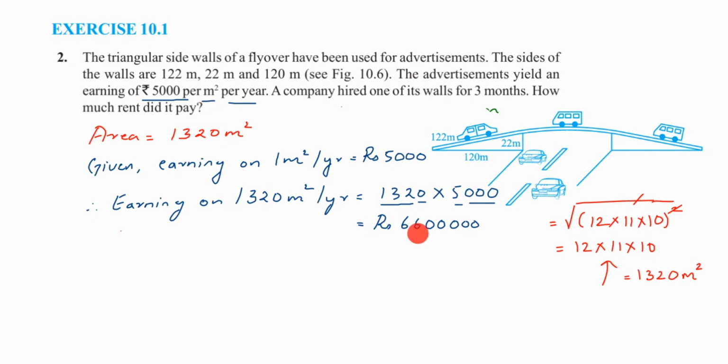But here we have to find only for 3 months. They are asking for 3 months. So this is for 12 months. In a year we have 12 months, right? So this is for 12 months. So let's find for the year. So now the earning in 12 months is 66 lakhs. We have to find for 3 months.